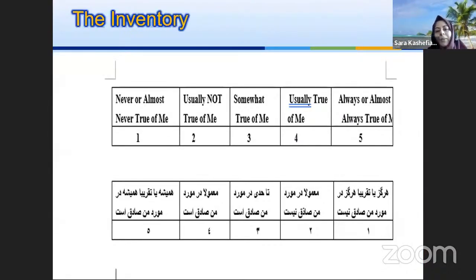Now, let's go to the inventory. This pen and paper survey consisted of 50 items to which students were supposed to respond on a 5-point Likert scale ranging from never to always. So, as you can see, never or almost never true of me, usually not true of me, somewhat true of me, usually true of me, and always or almost always true of me.